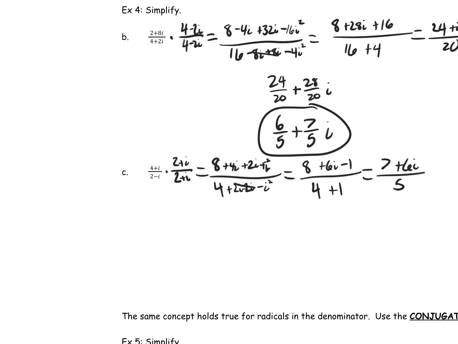Now again, we need to write this in a plus bi form. So 7/5 plus 6/5 i. And that's our final answer for that division problem.